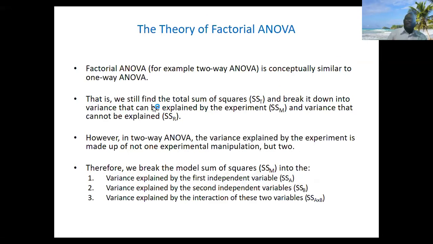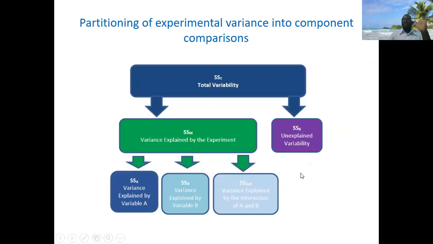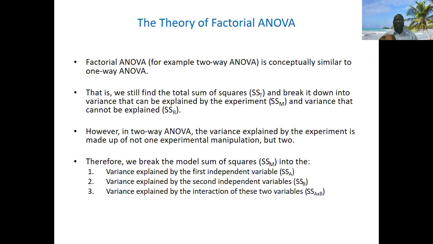Now, the conceptualization is the same as one-way. There are some things that are just different, or we can say we just take it further. We still find the total sum of squares, just like the way we do for one-way ANOVA. You look at the total sum of squares, and that is split into the sum of squares due to between, which is what we call the model. I was saying this before, but the reason they use model and residual here, you will see later. The sum of squares between is the model, and the sum of squares within is the residual.